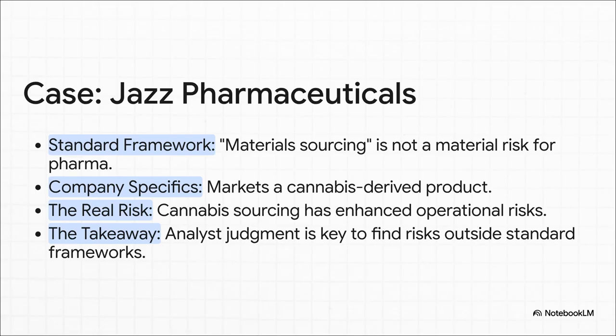Now for a great real-world example, Jazz Pharmaceuticals. If you just look at the SASB framework, materials sourcing isn't a huge deal for the pharma industry. But a sharp analyst sees that Jazz makes a cannabis-derived product. And suddenly, boom, material sourcing is a massive deal. Because growing cannabis is way more complex and regulated than typical pharma manufacturing. It's a perfect case of human judgment finding a risk a simple screen would totally miss.